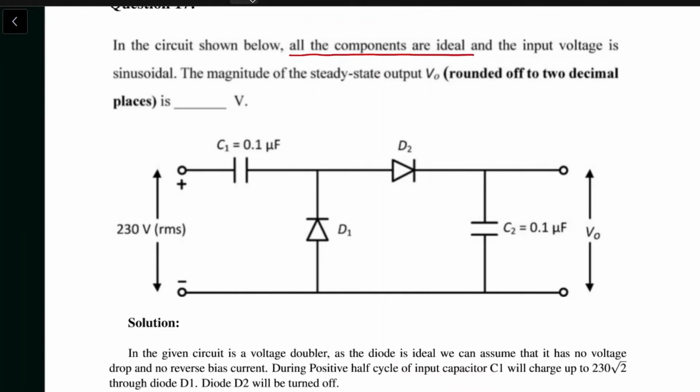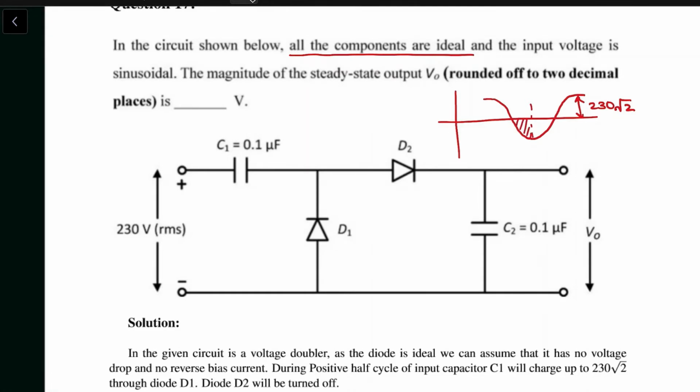And secondarily, in the question we are given that the input is a sinusoid. Input voltage is sinusoidal and has 230 VRMS, 230 volt RMS voltage, which of course means that the amplitude is 230 root 2. So now let us analyze what will happen first in the negative half of the inputs.